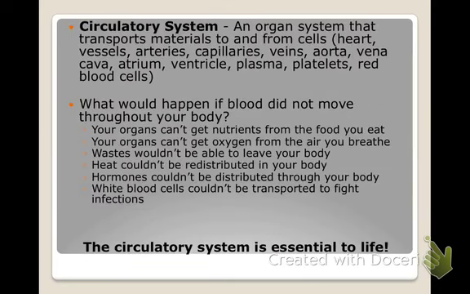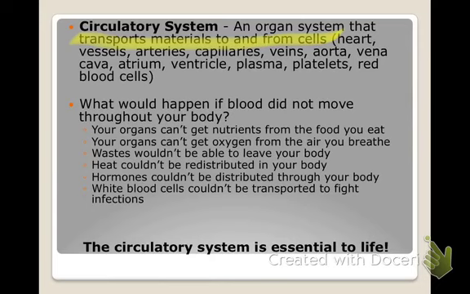Next is the circulatory system. The circulatory system is super important. It's your transportation system. It transports materials to and from cells. So when we studied our cells, we saw that cells don't move. They stay in one place. Our stomach cells stay in our stomach. Our cardiac cells stay in our heart. Our brain cells stay in our brain. They don't travel to go get food down to our stomach and pick it up and go back. They don't do that.